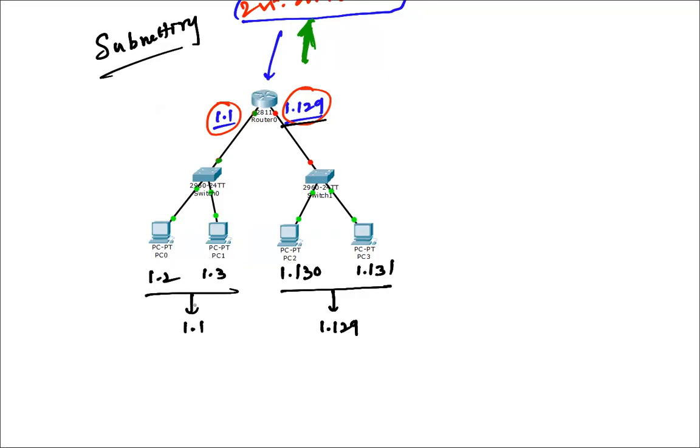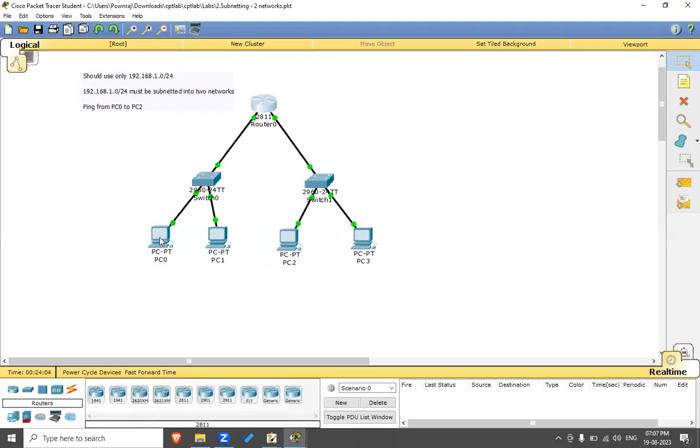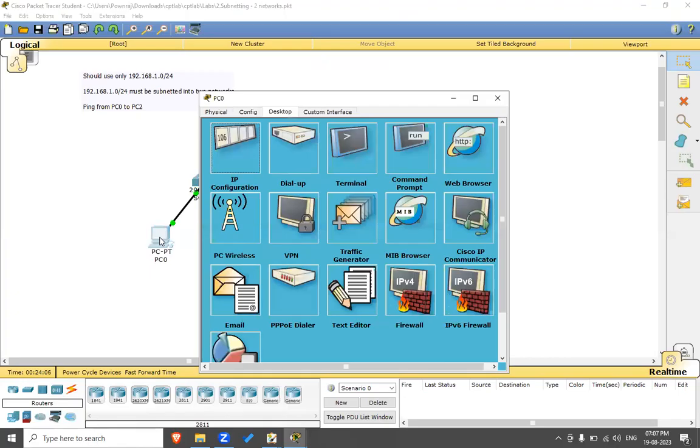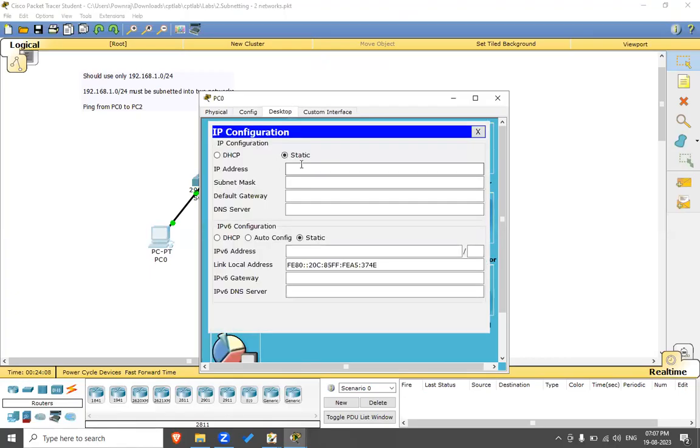So we have 1.2, 1.3. The gateway is 1.1. Here we have 1.130, 1.131. The gateway is 1.129. Right? Let me just go and configure the PCs also. While you do this lab, please refer to the recordings and do it, guys, if you get stuck somewhere in between. Okay, 1.2 is the IP address. I'm just going to configure.